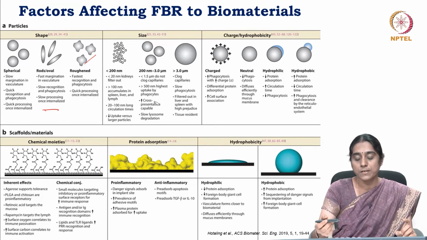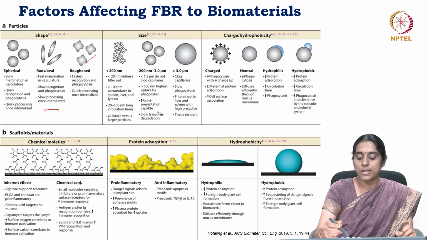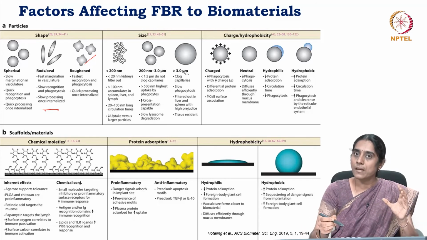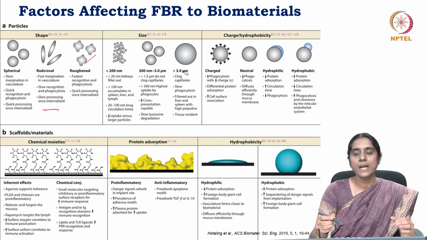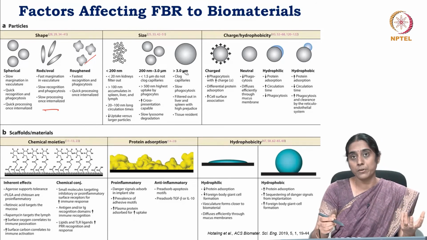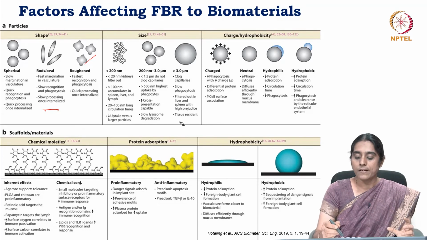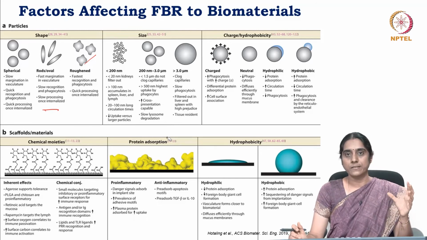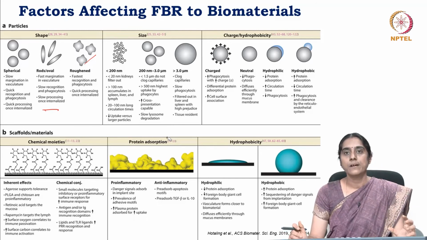Can be cross-presented to other immune cells, causing further amplification of the immune reaction, and it is slowly degraded by the lysosomes. And particles greater than 3 micron will again clog in the capillaries. They will be phagocytosed very slowly. They are filtered out in the liver itself because they are bigger, and in the spleen, they will be tissue resident. They cannot move much faster. So, they will be resident at the tissue.